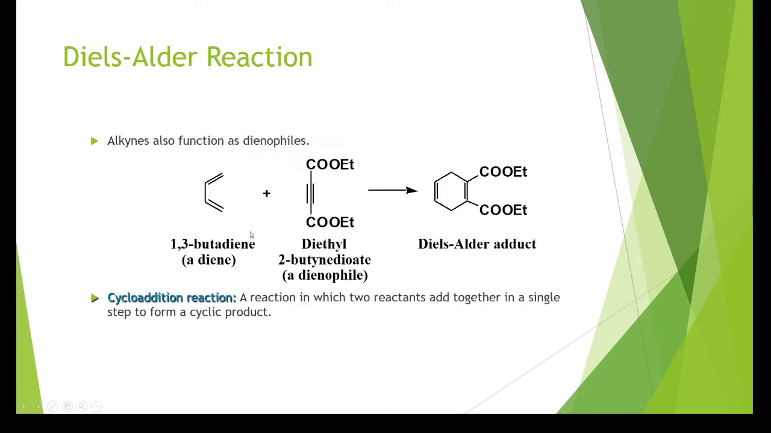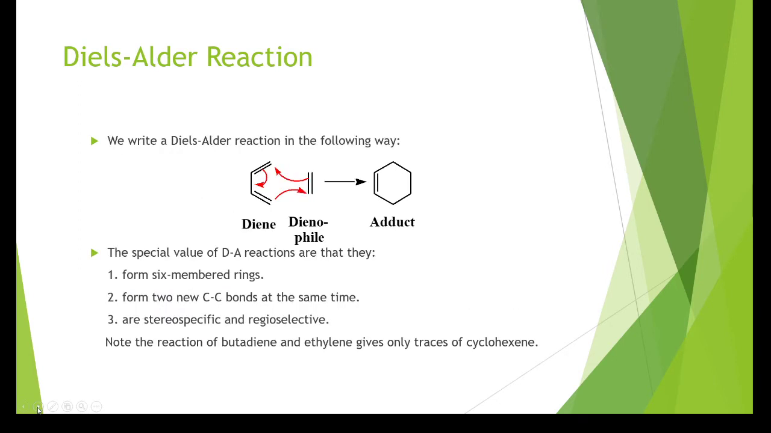We can also use an alkyne as a dienophile, and we would still get a 6-member ring. Notice, we're not really worried about this and this. We're really focusing on here and here, and we're going to watch those double bonds move. So, what happens? My dienophile attacks my diene. Double bond shifts. Double bond leaves to make the other bond.